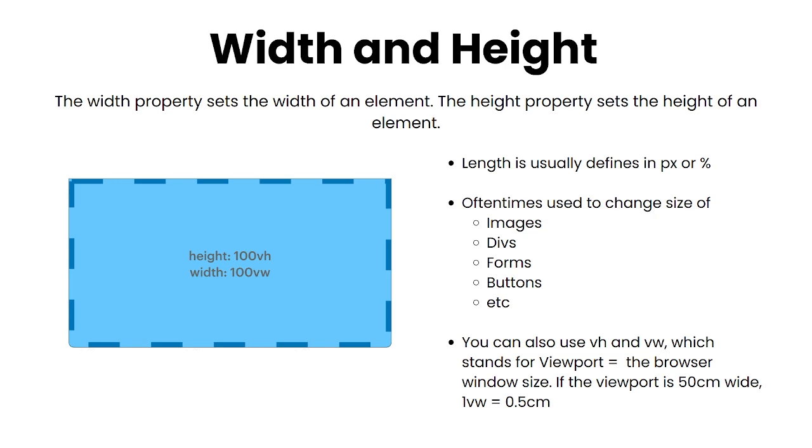We're going to look at width and height. Then we're going to also take a look at float and clear. The width property sets the width of an element. The height property sets the height of an element. Width is usually defined in pixels or in percentages. It's often used to change the size of an image or a div or forms or buttons.